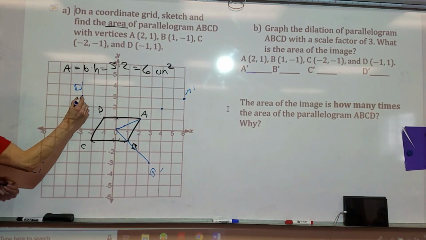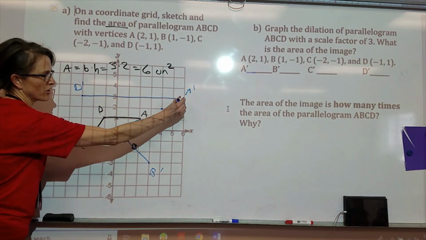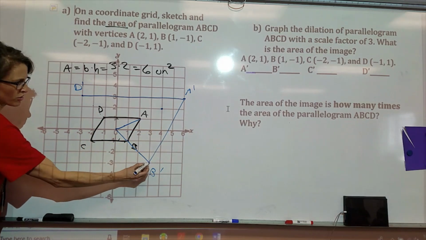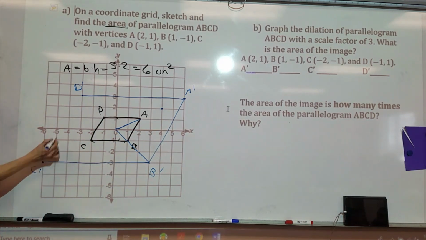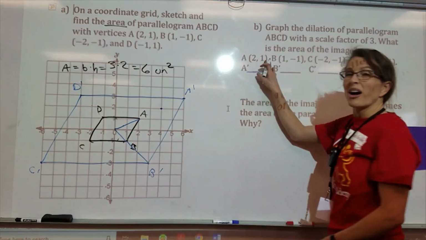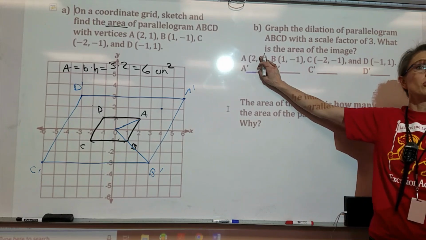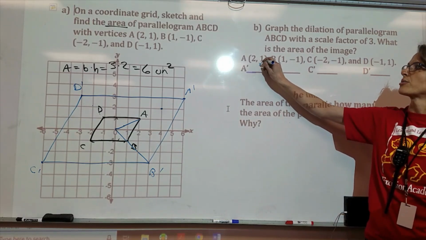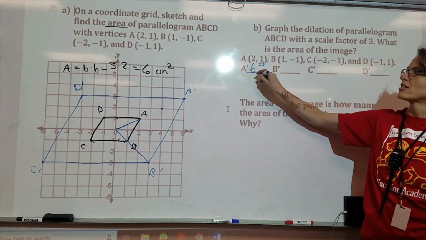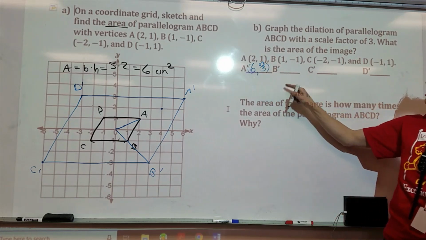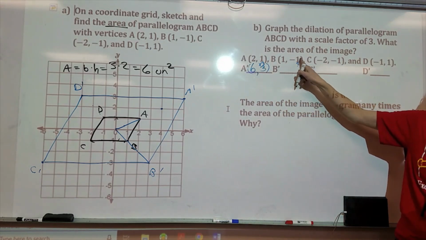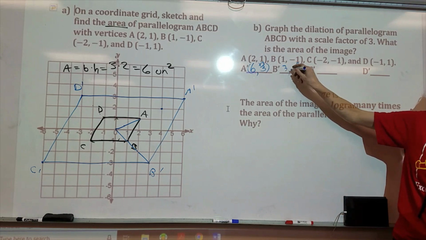Now that method doesn't work for every student. Some students have a harder time seeing that. So I'm going to show you another way that's maybe easier to see. So here's my new parallelogram. This is possibly easier. We're going to take each coordinate of my original parallelogram and triple it. We're going to times it by 3. So my new A prime would be 6, 3. B prime would be 3 times that, or 3, negative 3.